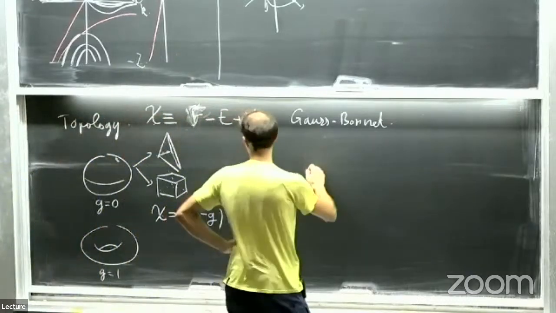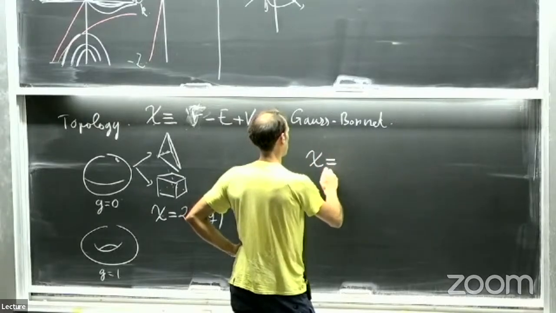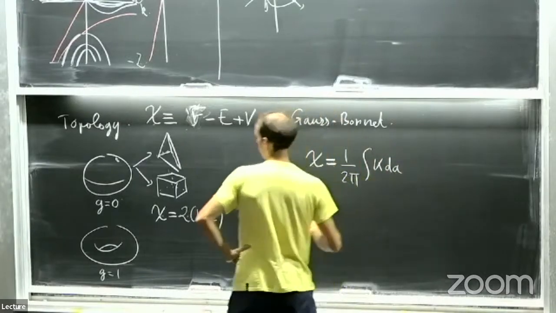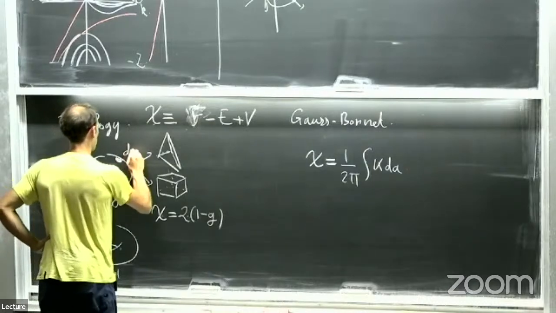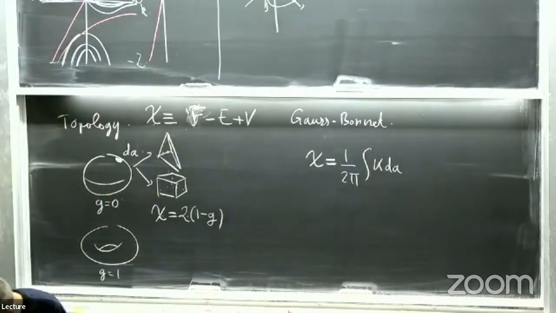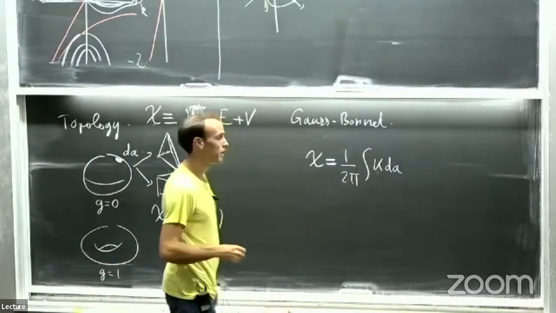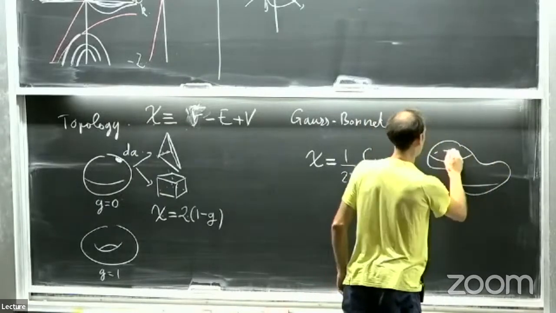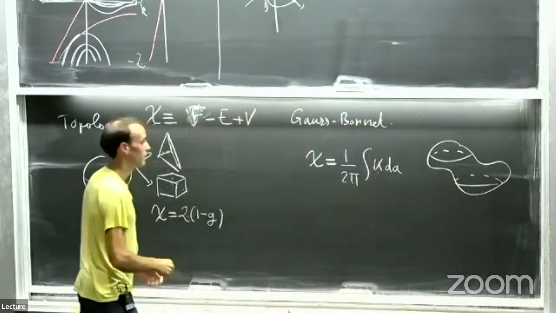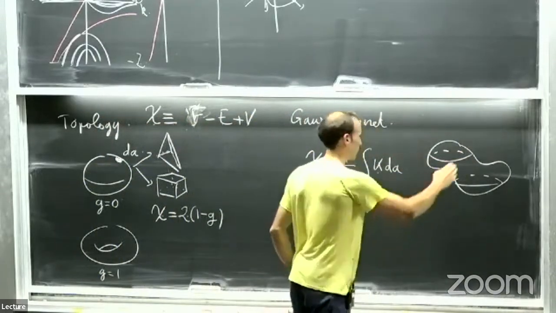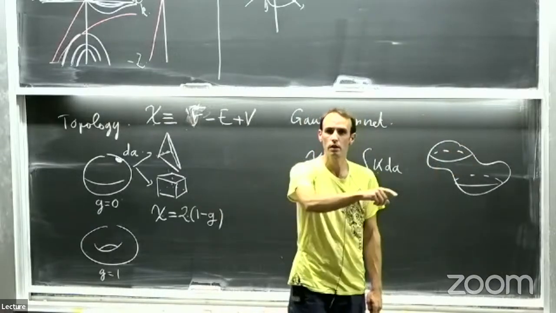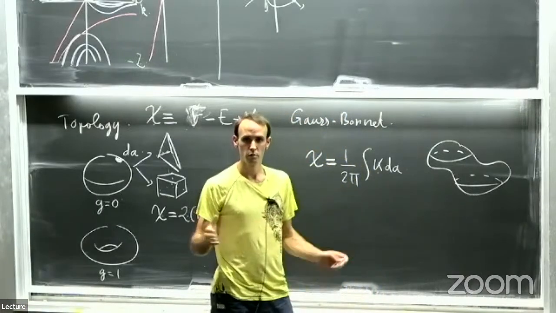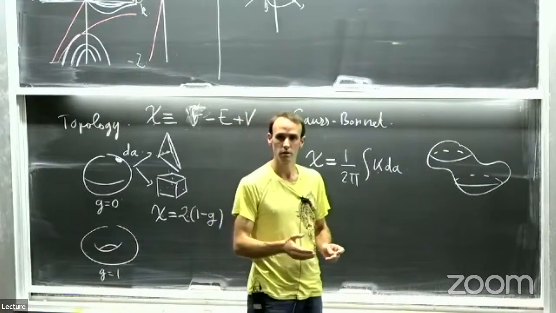So this formula states that the Euler characteristic is 1 over 2 pi times the integral of the Gaussian curvature integrated over the surface. So I remind you, the Gaussian curvature: you take this sphere or whatever potato-shaped object, you take a tangent plane at some point, and then you look at different directions in the tangent plane, and you look at the curvature along those directions. There is a maximum, a minimum. You multiply those two curvatures, minimal and maximal, which gives you the Gaussian curvature.